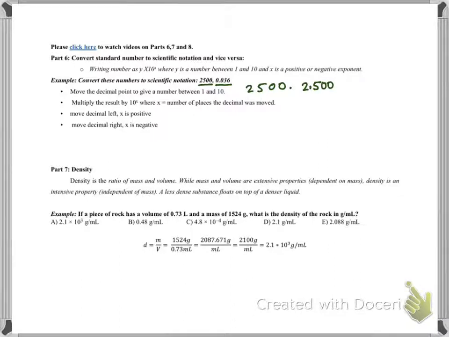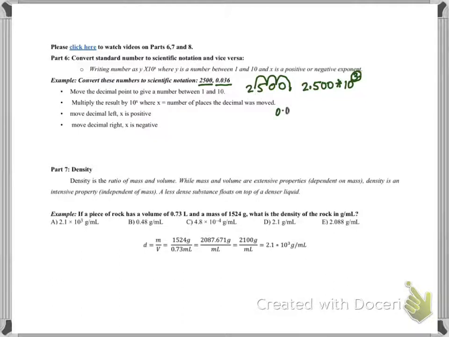Because by this, we are getting a number between 1 and 10. So we want the decimal to be after the first non-zero number. Now, your decimal was here and you moved it to this place. That means you moved the decimal to the left. How many places? 1, 2, 3. Then you write down 10 to the power 3. So if you're moving the decimal left, the exponent value will be positive.